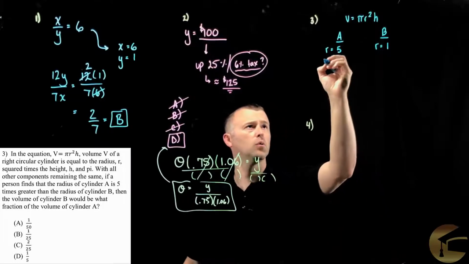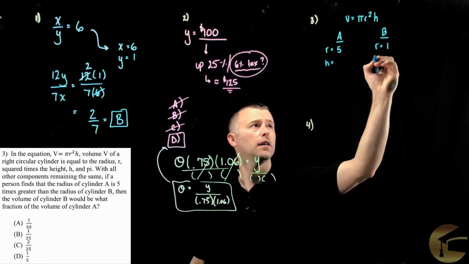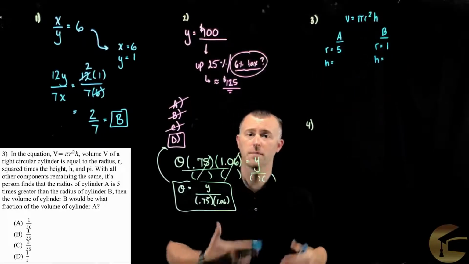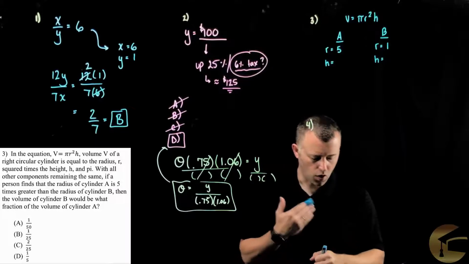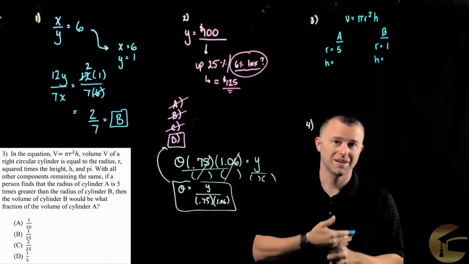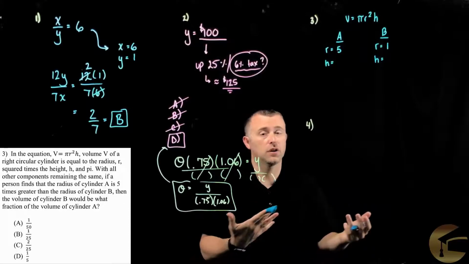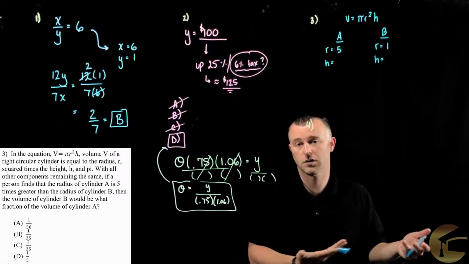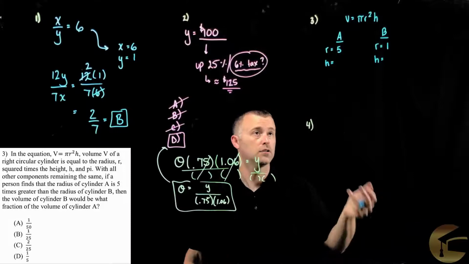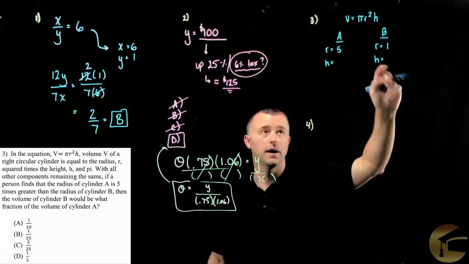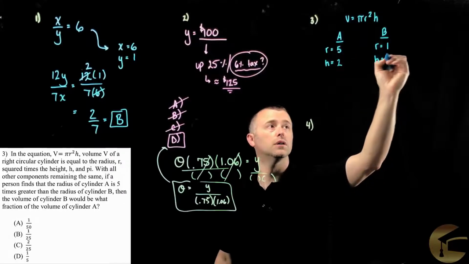And you may be looking like, well, what about the height? They haven't given me the height yet. Let's jump back to earlier in the question where they said all other components remaining the same. So they're telling you that the other components don't change. Well, the other component is h. That's the only other thing, because pi is a constant. So call this whatever you want. It doesn't matter.